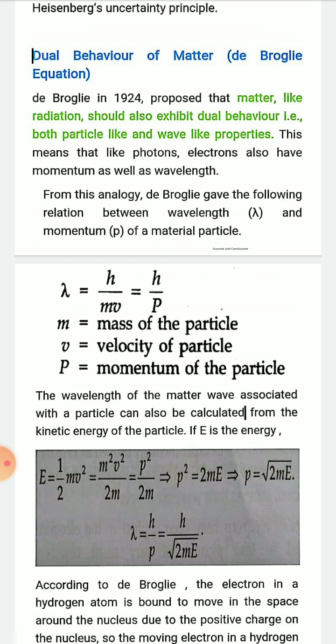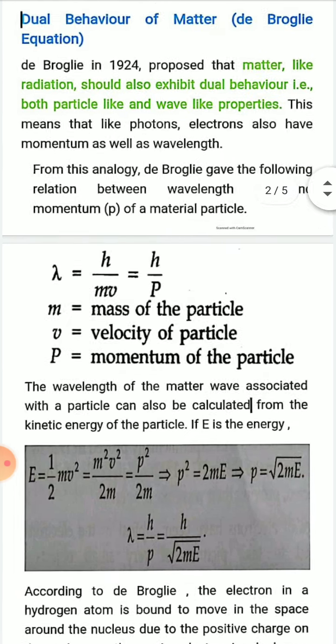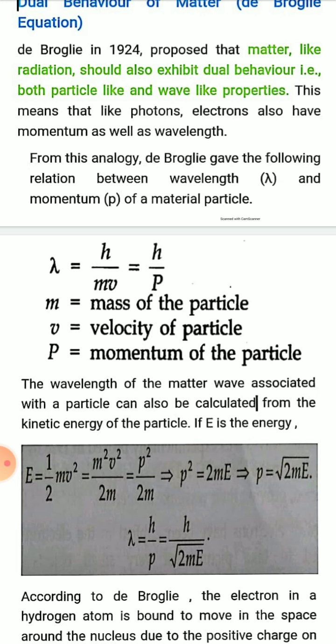Now multiply both numerator and denominator by mass m, that is the mass of the particle. The equation becomes E is equal to m square v square by 2m. Now mv means p, so m square v square means p square. So E is equal to p square by 2m.